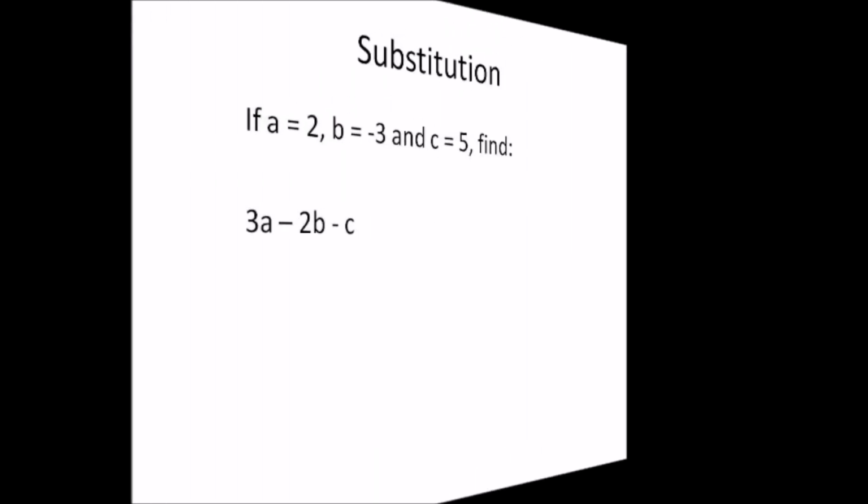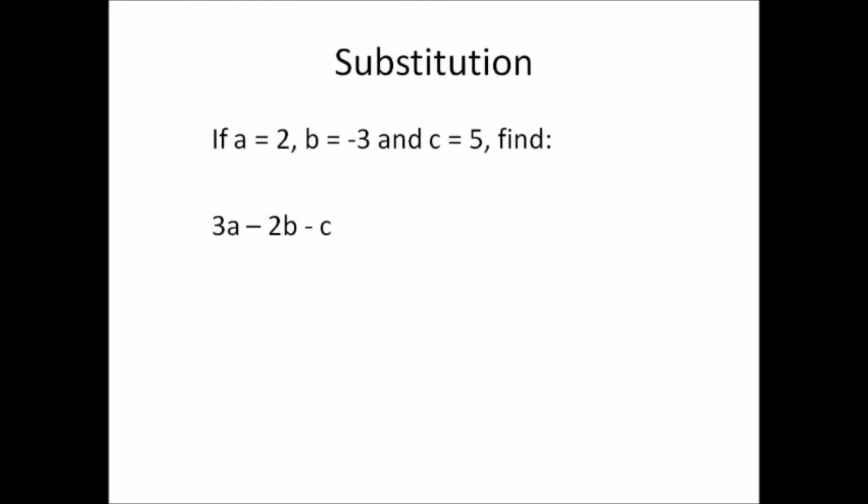And moving right along, substitution. A is 2, b is -3, c is 5. Find 3a minus 2b minus c. So substitute your values in, work it out, see what number you would come up with. Remember, you're dealing with negative numbers in some cases. So remember, negative times negative is positive. Negative times positive is negative. If you're adding, it's different.